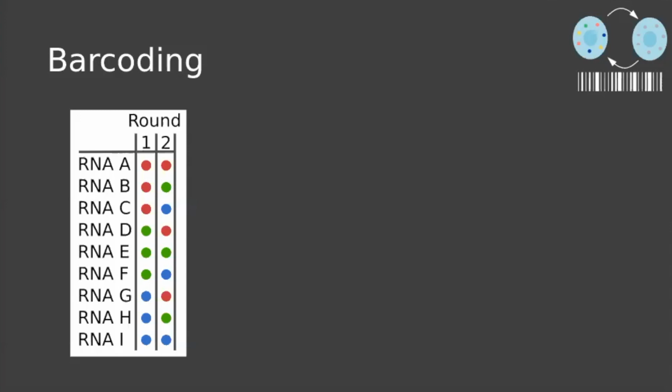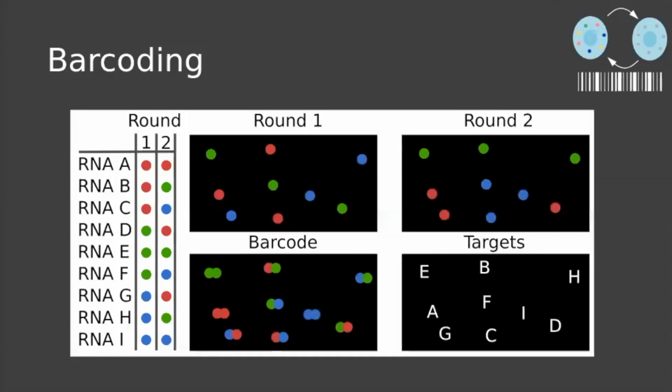So here it's a very simple example. We have RNA A to I, and we're going to do 2 rounds. And we predetermine a barcode, like a color code, for every gene. So RNA A will be stained red in the first round and red again in the second round. RNA F will be green in the first round, and then in the second round it will be blue. So now with only 3 fluorophores in 2 rounds, we can label all these transcripts, which in a cyclic method would be much less.